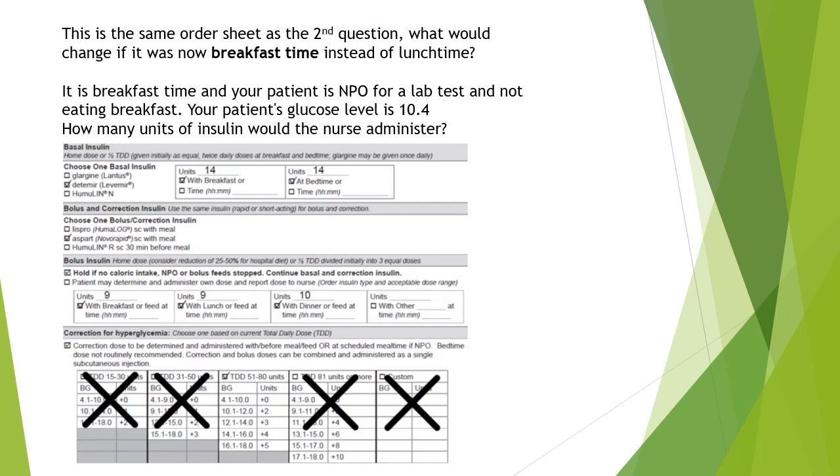All right, and in our last example, this is actually the same order sheet as the second question, but all we've done right now is change it to breakfast time instead of lunchtime. So to reframe this question for you, it's breakfast time, and now your patient's NPO for a lab test and not eating breakfast. So your patient's blood glucose level is 10.4. So how many units of insulin would you administer? Okay, we'll just take a brief pause to answer that question, and then we'll show you the answer in the next slide.